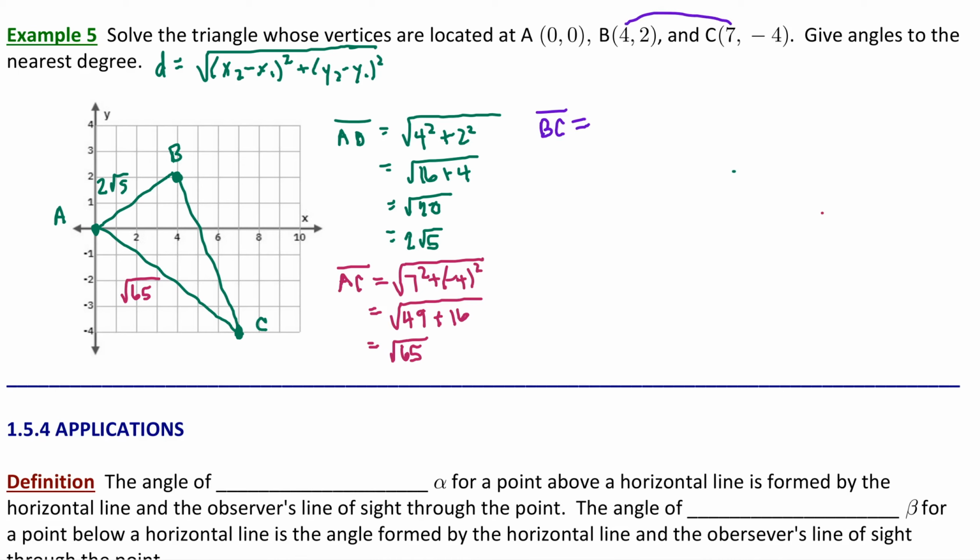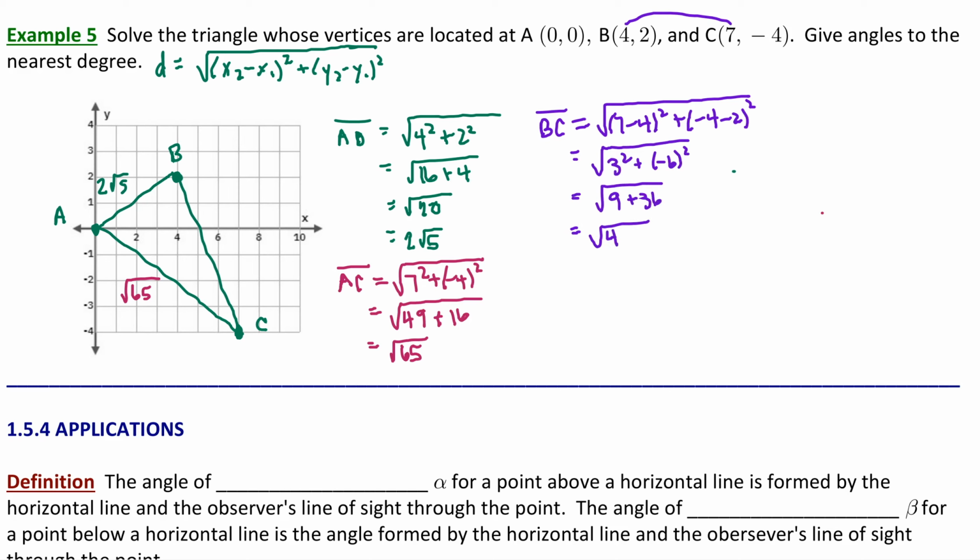So this one's going to be a little more work. We're going to find the difference in the x values, 7 minus 4, and square it. We're going to find the difference in the y values, negative 4 and 2, and square that. So it looks like we're going to evaluate 3 squared plus negative 6 squared. That's the square root of 9 plus 36, or the square root of 45. Thinking of 45 as 9 times 5, we can reduce that to 3 square root of 5. So segment BC has length 3 square root of 5.